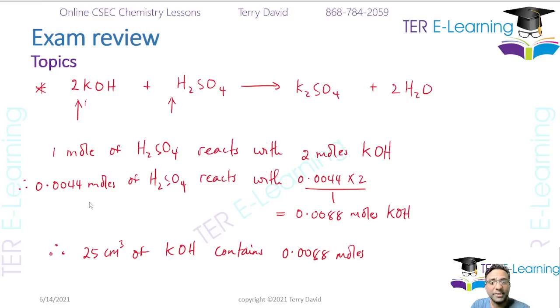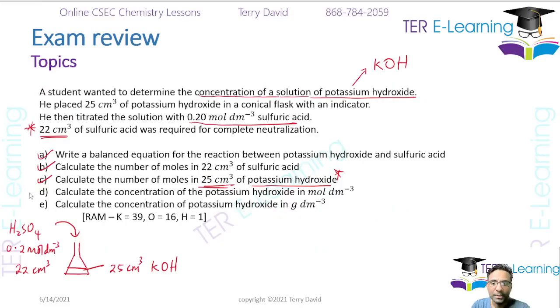Right? So I'm only able to figure out this piece of the question by using my equation. So that is part C. Now part D, which is the whole purpose of the titration, is to find the concentration of something that we don't know, which is the potassium hydroxide. And we want that in mole per dm cube.